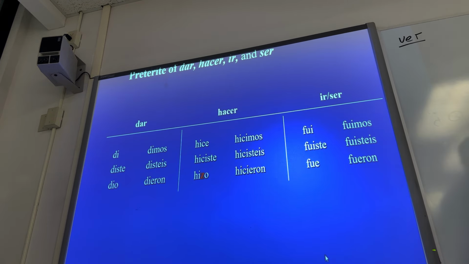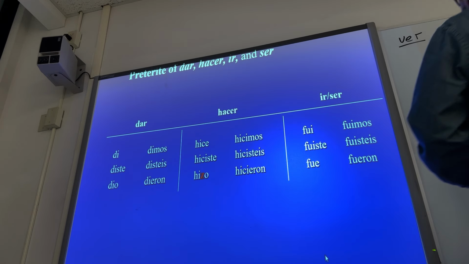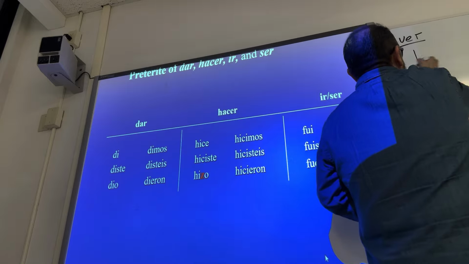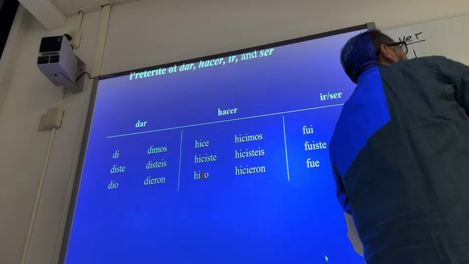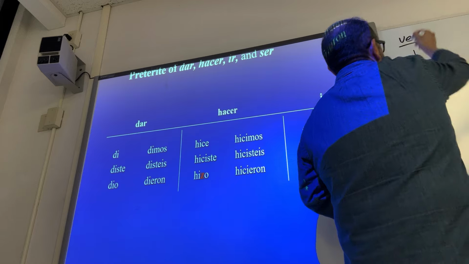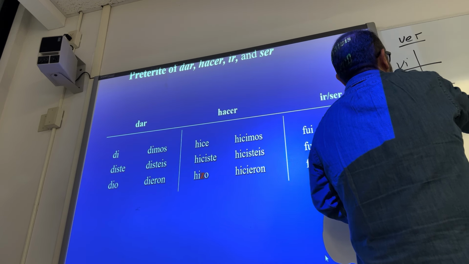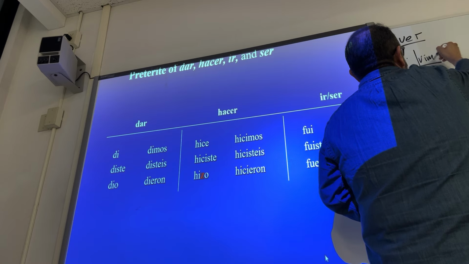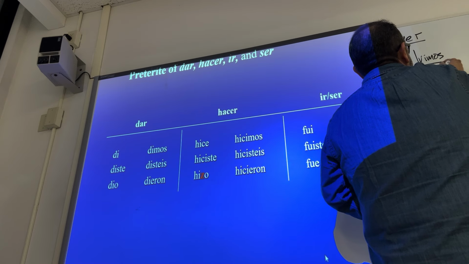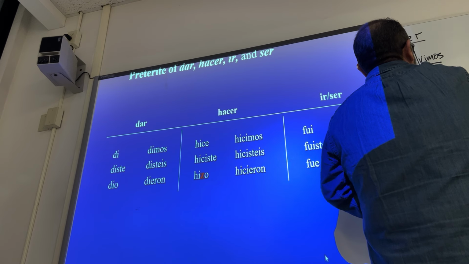What does the verb ver mean? To see. Okay. So in this case, it would be "saw", S-A-W, right? Technically, it's okay. So it's not an irregular. You drop the er: vi, viste, vio, vimos, visteis, and vieron.